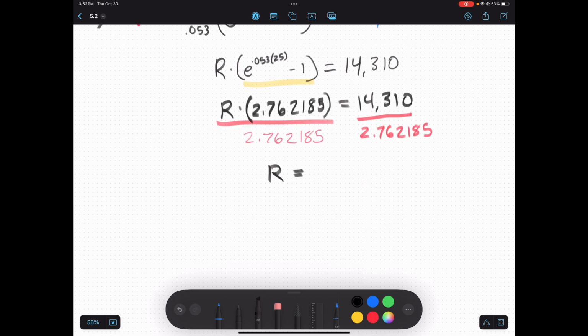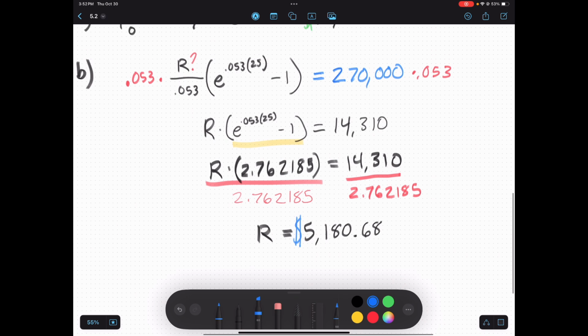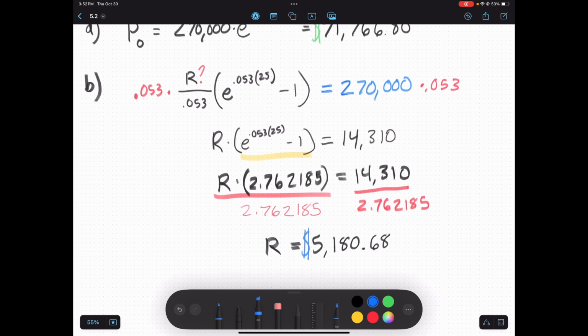You'll notice I kept as many decimal places as I could because I'm not done. I haven't reached my final answer yet. But that leaves me with 5,180, and if I keep 2 decimal places, I'm going to have 0.68. What does this represent? This represents that for the next 25 years, these grandparents need to contribute this amount, 5,180 and 68 cents, to this account every year. And if they do that, then it will eventually accumulate to 270,000 by the end of those 25 years.